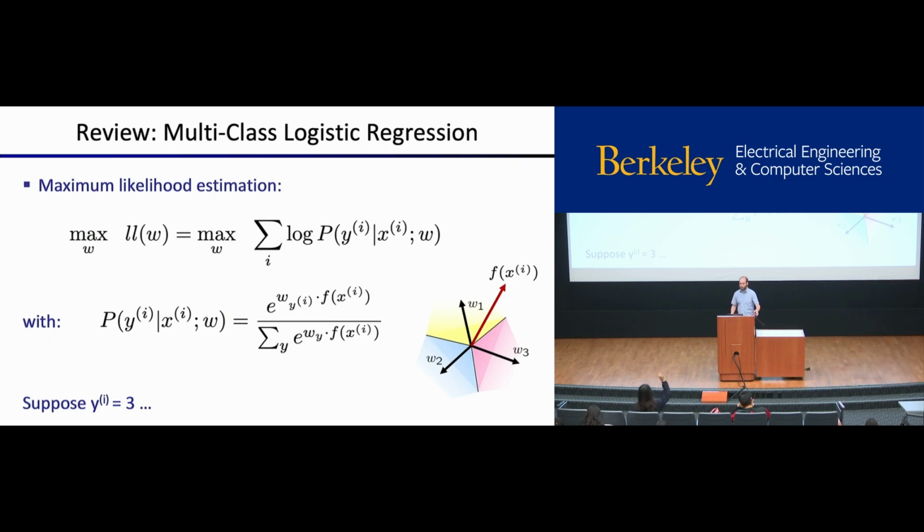Yeah? Why do we exponentiate the dot product? Because we want it to be positive. And dot products can be positive or negative. We basically need to get 3 arbitrary numbers and turn them into positive numbers that sum to 1. So we exponentiate them to make them positive, and then we divide by their sum to make them sum to 1.